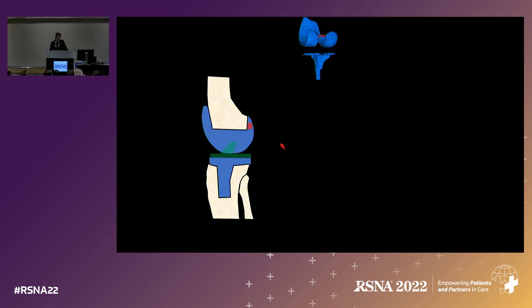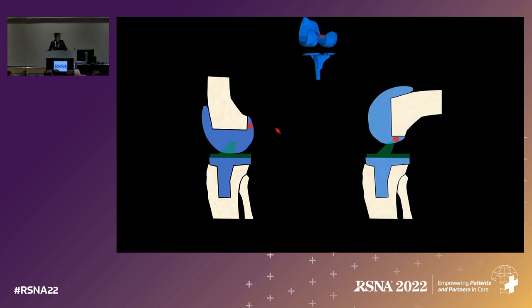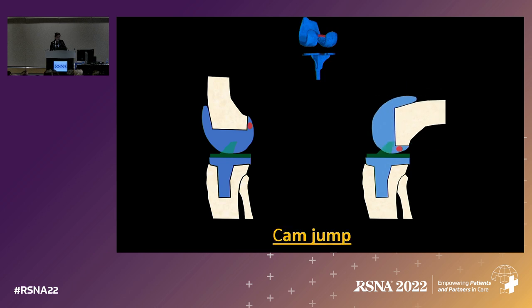Well, since that's the way it's supposed to work, you might have already predicted how this might go wrong. So what happens if you take that post and you take that cam bar and you actually jump it over the post? Well, since you're jumping over the post, you'll have no idea what this is called, right? This is called cam jump.